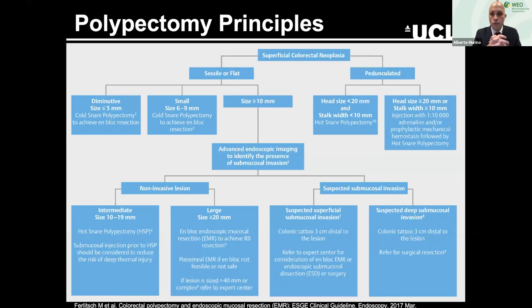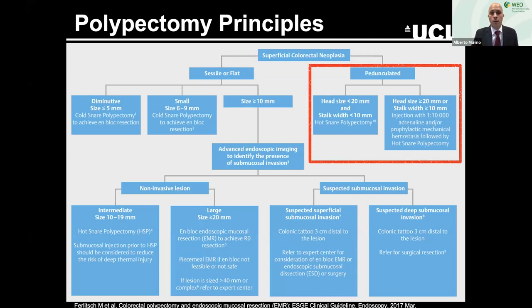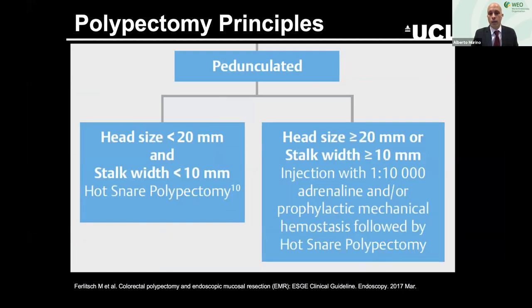Now, the ESGE guidelines, as mentioned before by ERSI, also include the pedunculated polyp, because one of the major questions and one of the differences in technique between endoscopists that you will see is, do we inject the polyp or we don't? So for a polyp with a head larger than 20 millimeter and a stalk thicker than 10 millimeter, then ESGE guidelines from 2017 recommend either adrenaline injection or mechanical hemostasis. And mechanical hemostasis is done with endoloop or clipping, and we'll see this. So that's extremely important to keep in mind, and we'll come back to that.